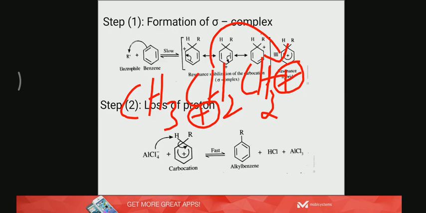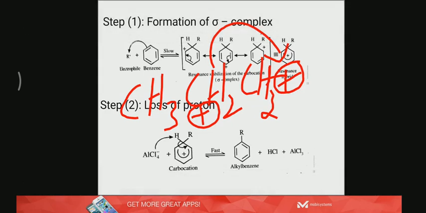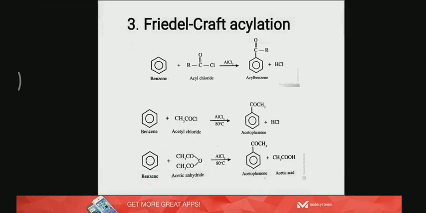The major product will be isopropyl benzene. So this rearranged product is possible during Friedel-Crafts alkylation. That is one limitation of Friedel-Crafts alkylation. Okay, now finally we have Friedel-Crafts acylation.